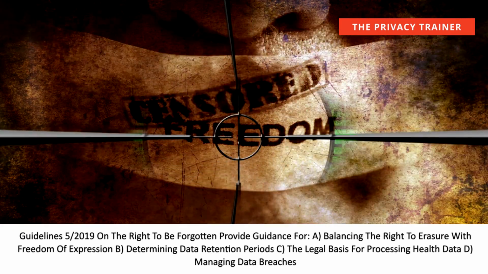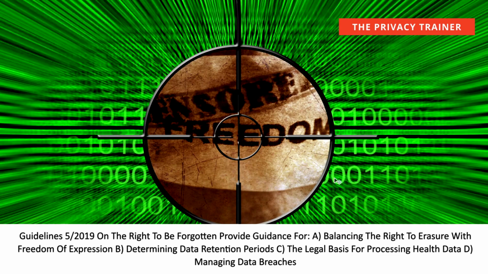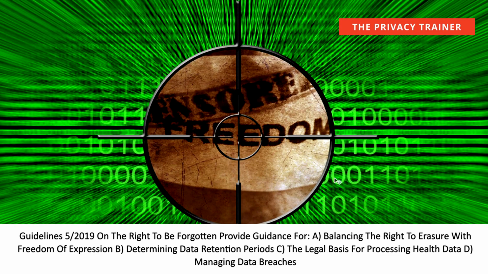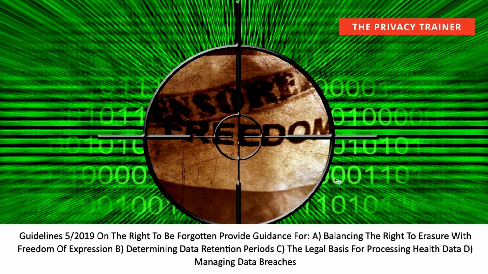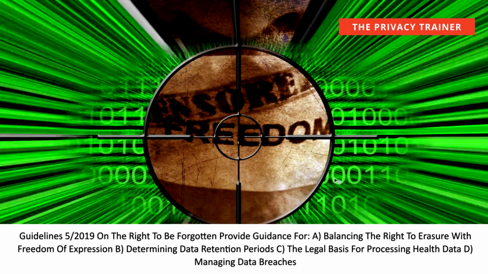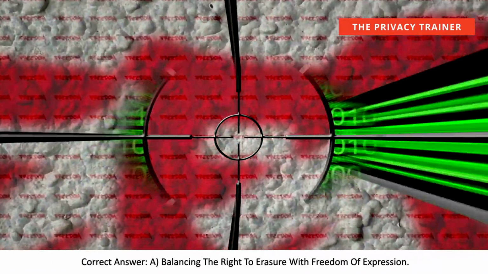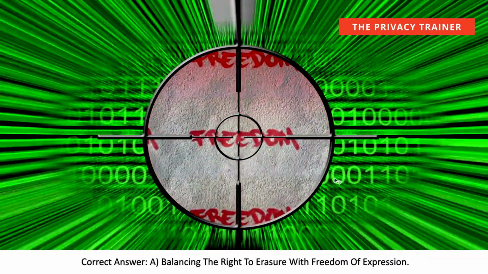Guidelines 5/2019 on the right to be forgotten provide guidance for: A. Balancing the right to erasure with freedom of expression. B. Determining data retention periods. C. The legal basis for processing health data. D. Managing data breaches. Correct answer: A. Balancing the right to erasure with freedom of expression.